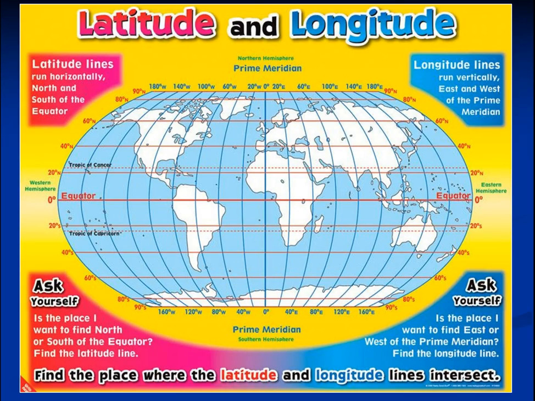This is a nice graphic. I would recommend you pausing the video at this point and just kind of looking at this graphic that shows you latitude and longitude. Here again, latitude lines run horizontally. Longitude lines run vertically. Kind of these curvy ones. Okay. Ask yourself, is the place I want to find north or south of the equator? Is the place I want to find east of the prime meridian? Find the longitude lines. You can use these measurements. We'll work more with those.